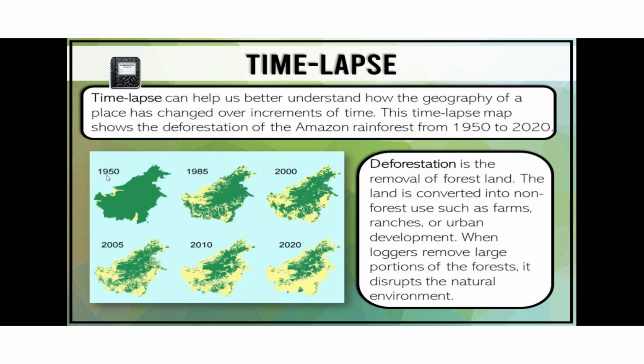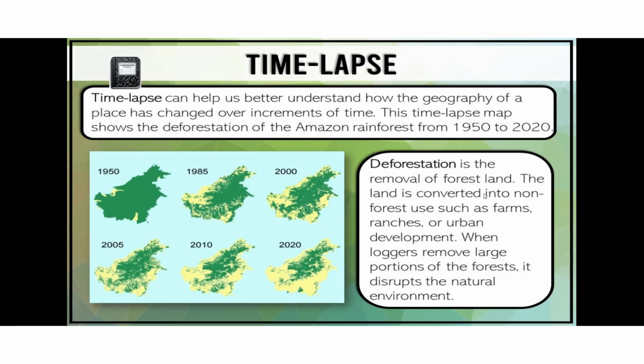Because as we go through time from 1950 to 1985, this map is trying to show us deforestation. So we're going to make that assumption just looking at the green. There's less of it as we go through time, and there's more yellows. That's why we're connecting those dots. 1950, 1985, 2000, 2005, 2010, and 2020.